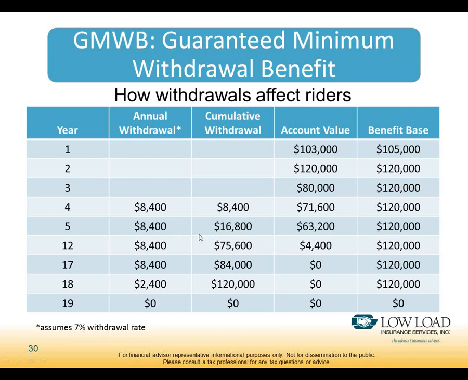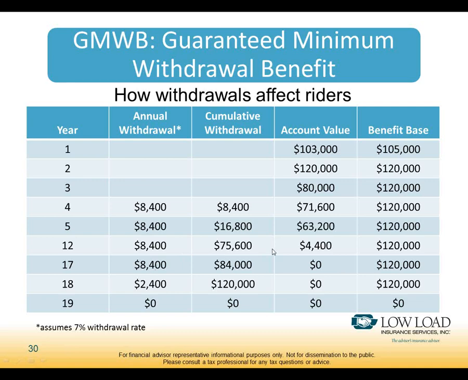So we come out here to year 5. It's actually his second year of withdrawals. His cumulative withdrawal is $16,800. His account value is down to $63,200. Get down to year 12 of the annuity, which is actually about the 7th year almost of his withdrawals. He's still withdrawing the $8,400. His cumulative withdrawal is now $75,600, but his account value is down to $4,400.